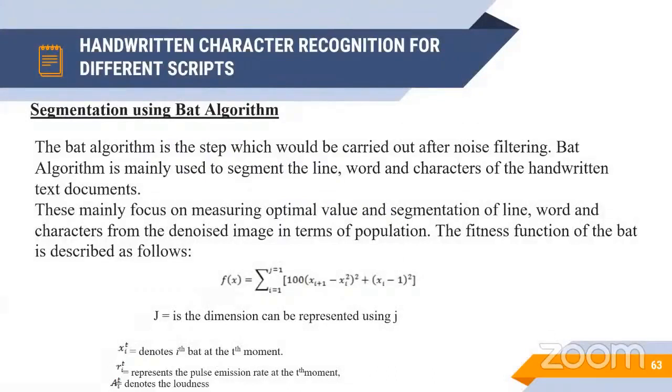The BAT algorithm is also used. The BAT algorithm is one method, and that method is used for noise filtering. This algorithm is mainly used to segment the line, word, and character of the written text document. And with this kind of population, the fitness function of BAT is described as follows. The J, that means dimensions, can be represented using the J, right? So it is denoted by the ith and jth movement. Okay, so with that, it is denoted with the loudness.